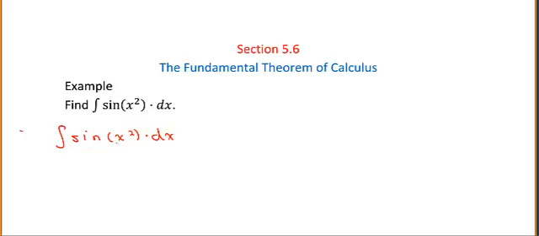Sine of x squared is a composite function. The inside function is x squared, so we would probably try to use u substitution. All right, and we'd let u be that inside function, x squared. Then remember we'll replace the x squared with u. We'll have to replace the dx, so we'll have to calculate it.